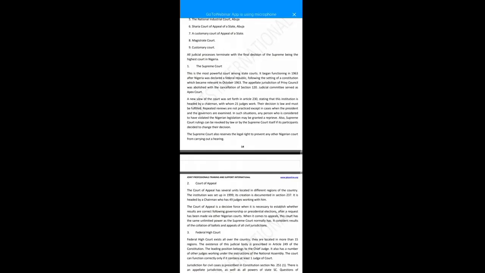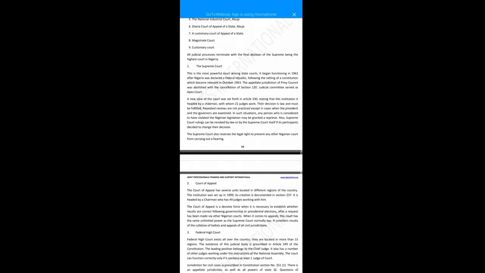So let's look at the Federal High Court. The Federal High Court exists all over the country. They are located in more than 15 regions. The existence of this judicial body is prescribed in Article 249 of the Constitution. The leading position belongs to the Chief Judge. It also has a number of other judges working under the instructions of the National Assembly. So the court can function correctly only if it contains at least one judge of the court.